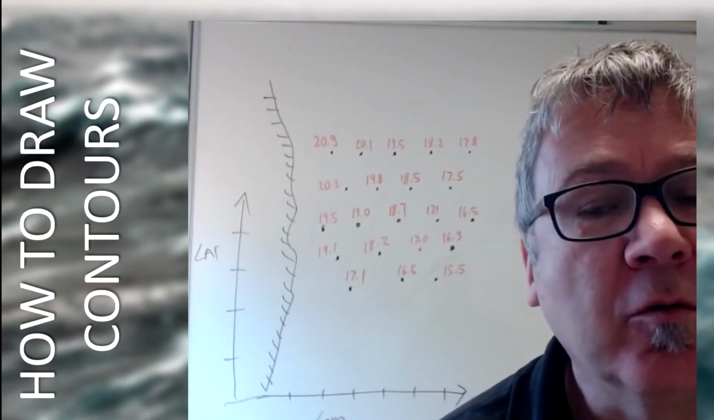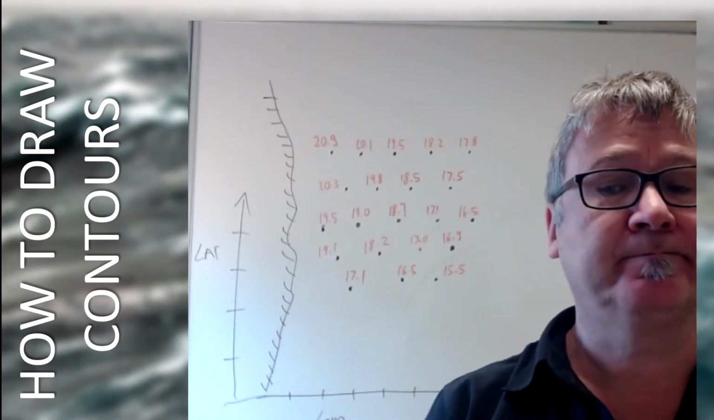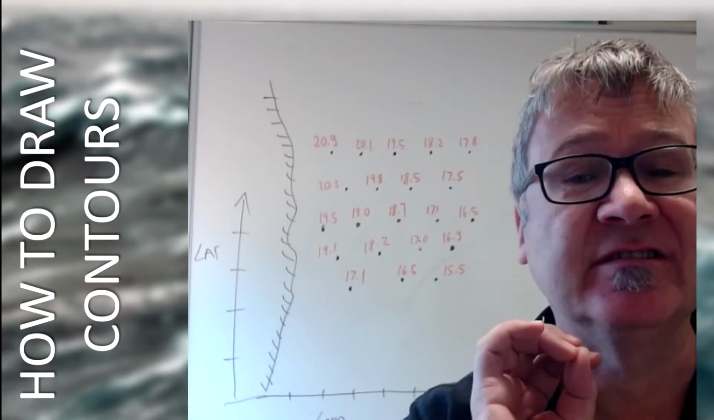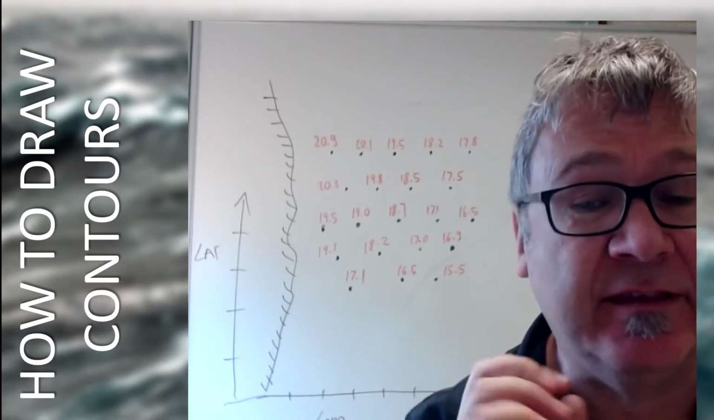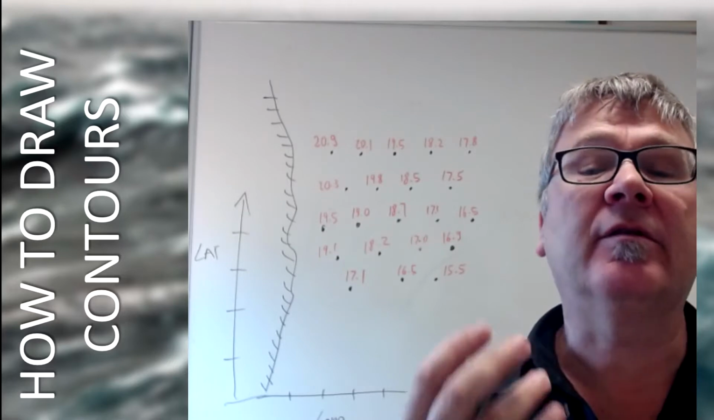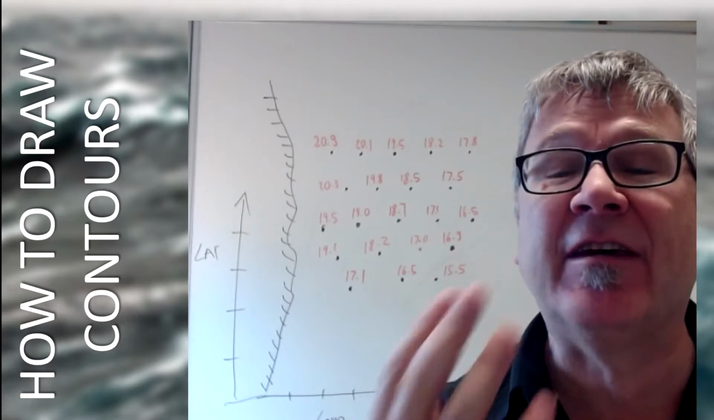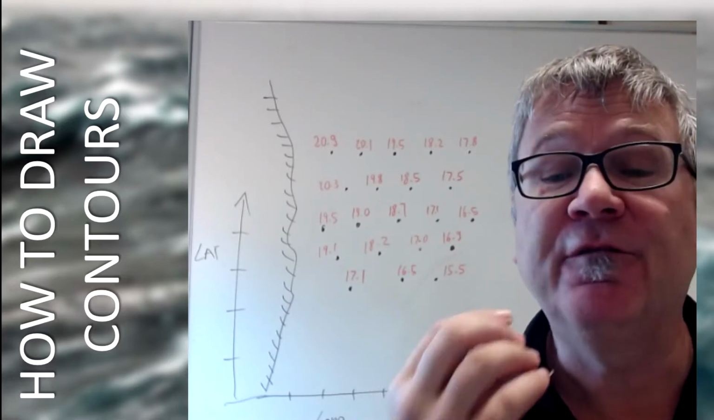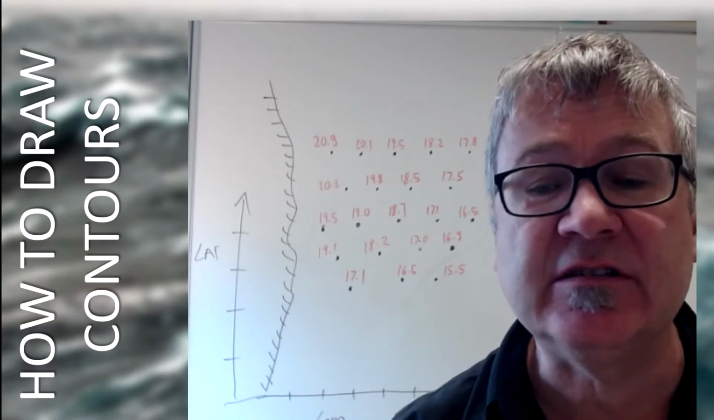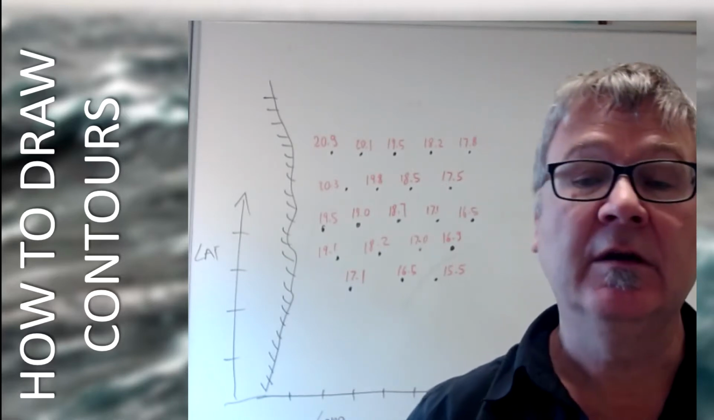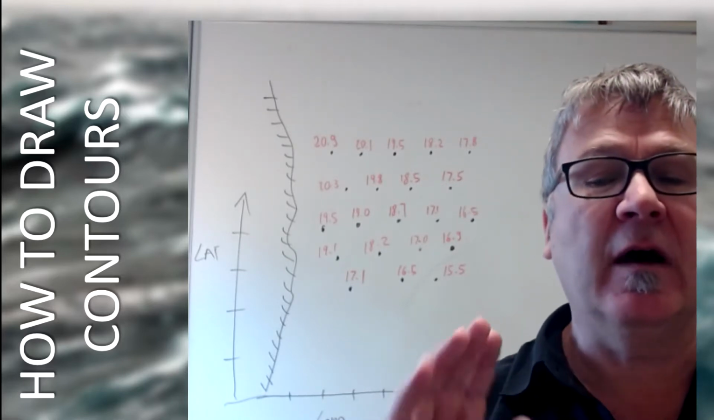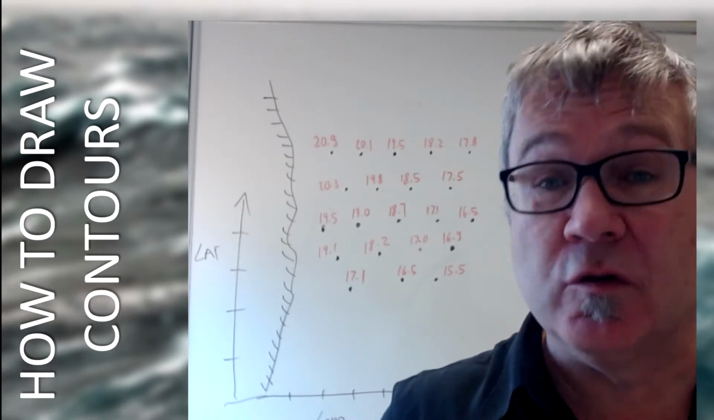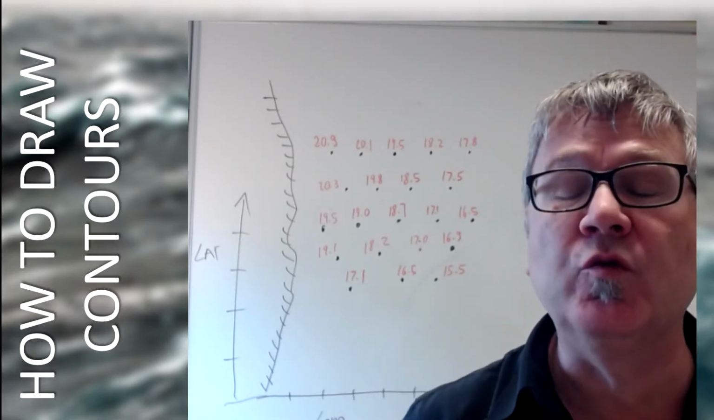So here we go. This is our map. You can see all the stations. These are the dots, and you can see the surface temperature values written next to these location dots. Now you are asked to draw contours. That's the task. How do you do it?